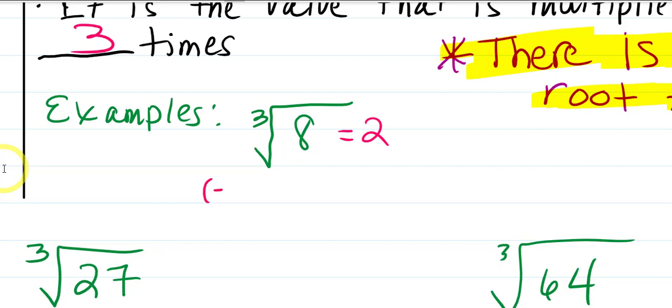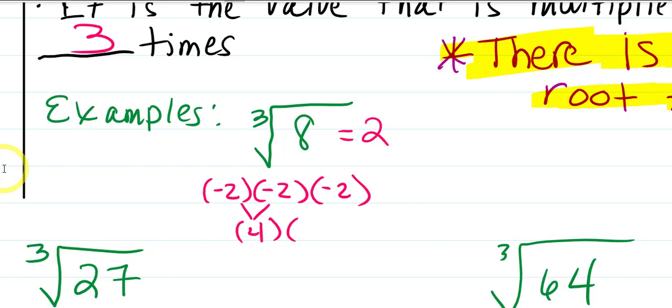If I take a negative 2 and multiply it 3 times, well, this negative 2 times negative 2 is going to give me a positive 4.